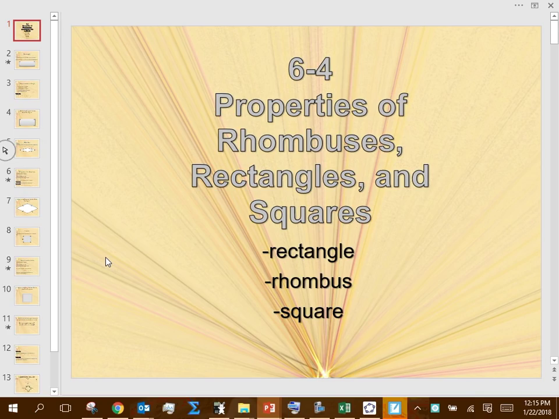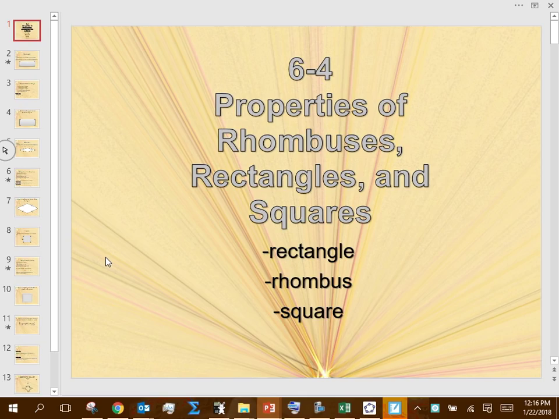About rhombuses, rectangles, and squares. All right. And the number one thing I want you guys to understand is that we are simply just categorizing these shapes. Where do they fit in regards to basically a definition? How can I classify it, categorize it, that type of thing?